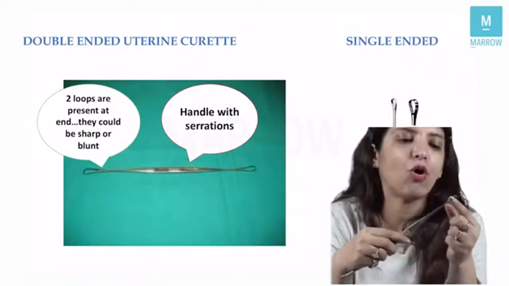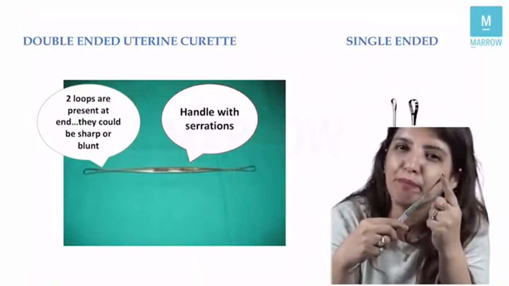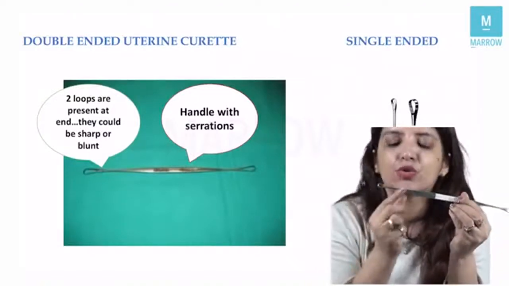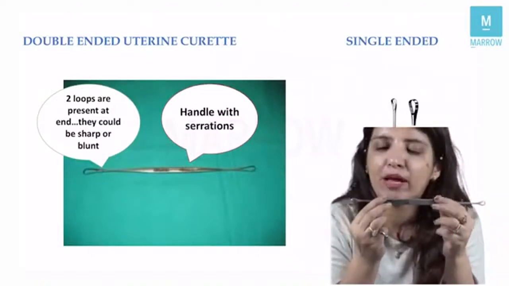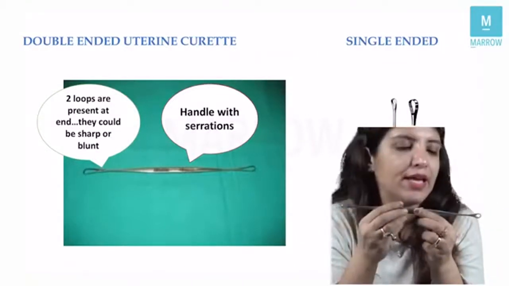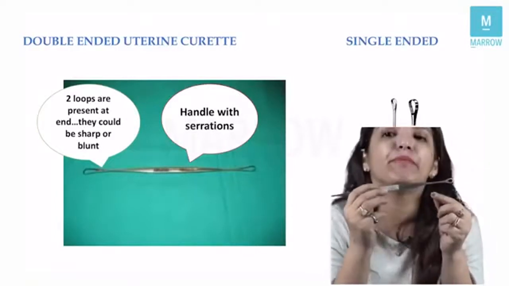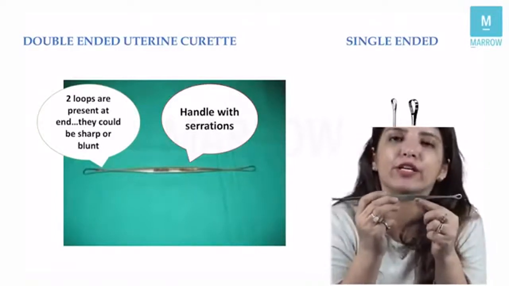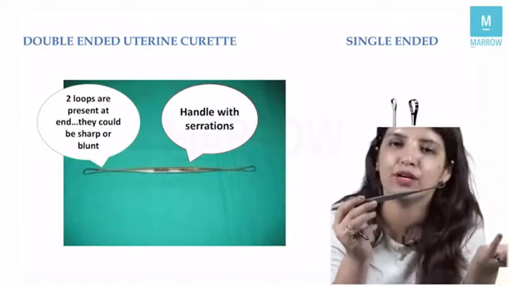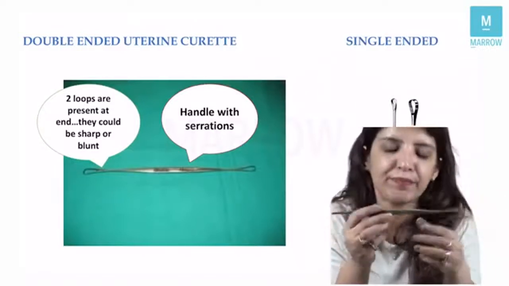Now, you have to touch the instrument and see whether it is a blunt curette or a sharp curette. So the curette which I have in my hand, one end is very sharp. So one side is sharp and the other side is blunt. So I have a blunt and a sharp uterine curette in my hand. It could be either way. It could be a single blunt curette or a single sharp curette, right?